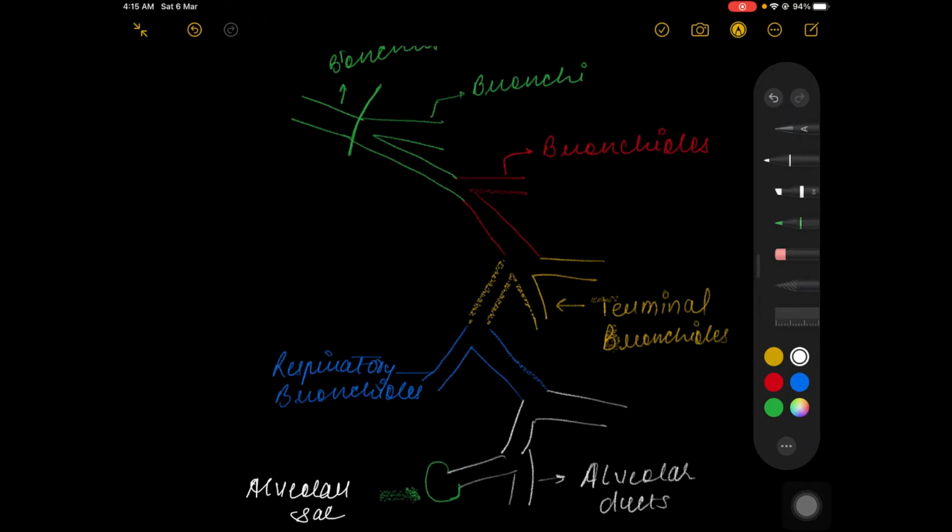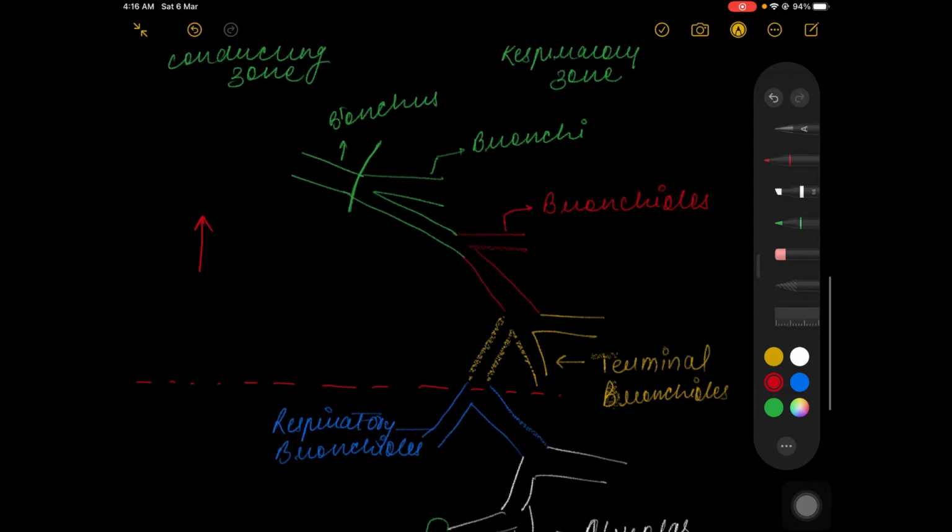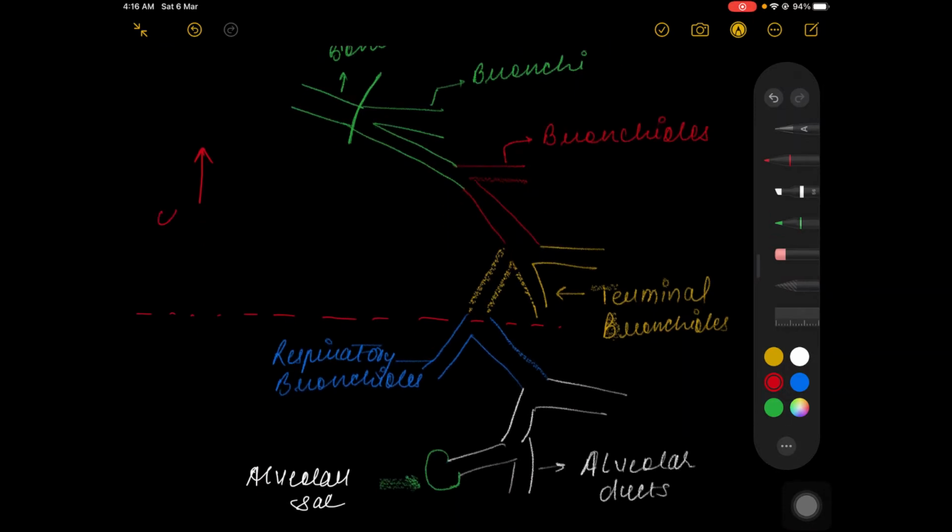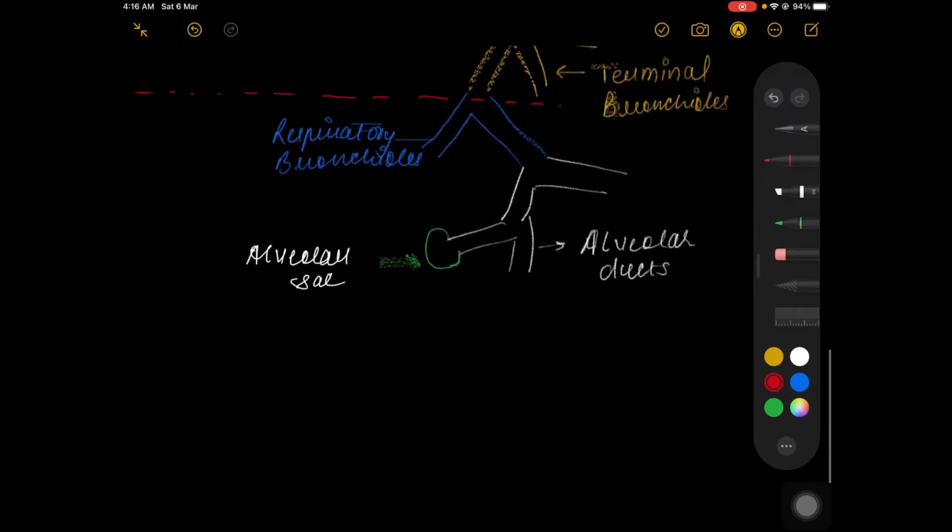Now, the branches down to the terminal bronchiole, like we have the bronchi, bronchioles and terminal bronchioles, come under the conducting zone. Whereas the branches below the terminal bronchioles, that is the respiratory bronchioles, alveolar ducts and the alveolar sacs, are the respiratory zones.